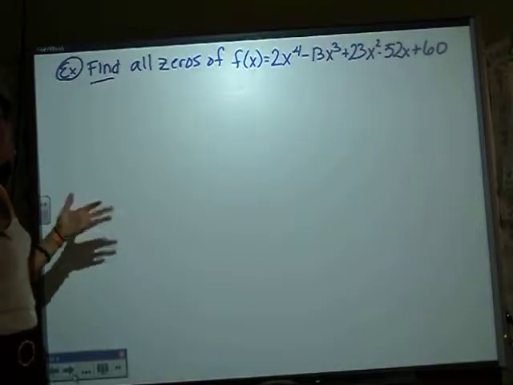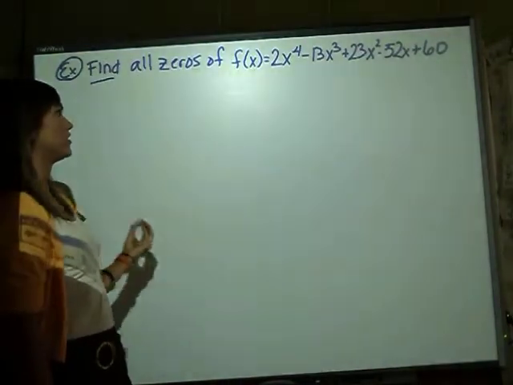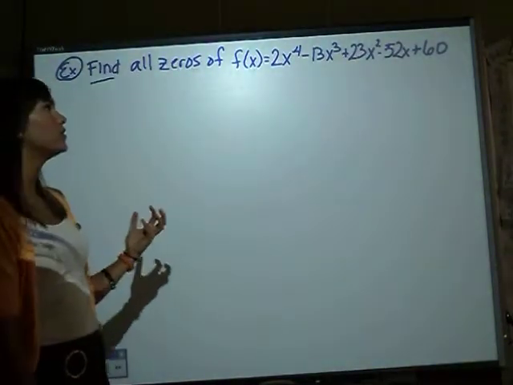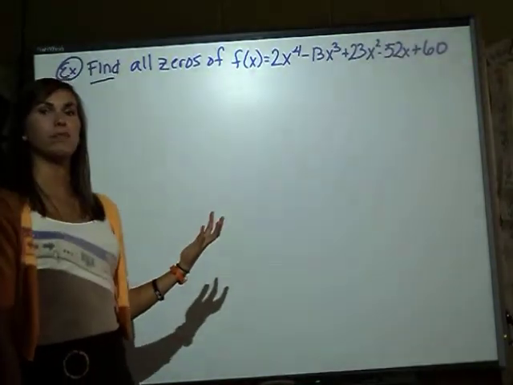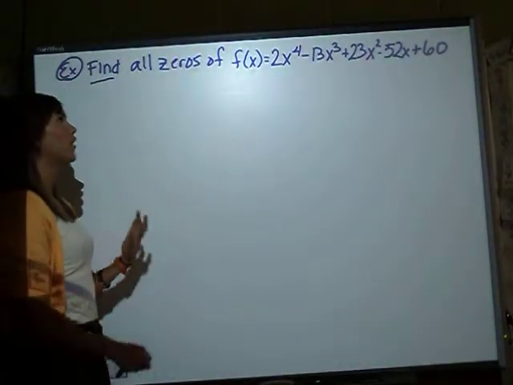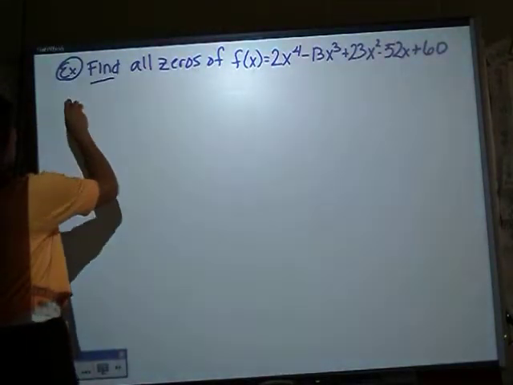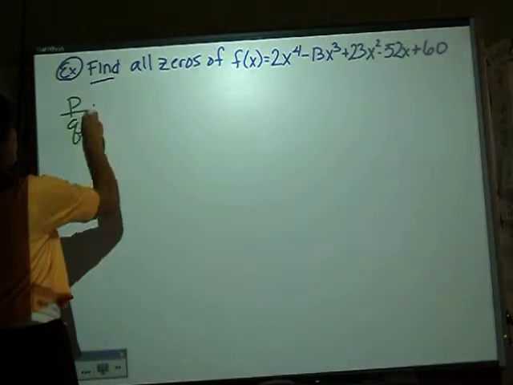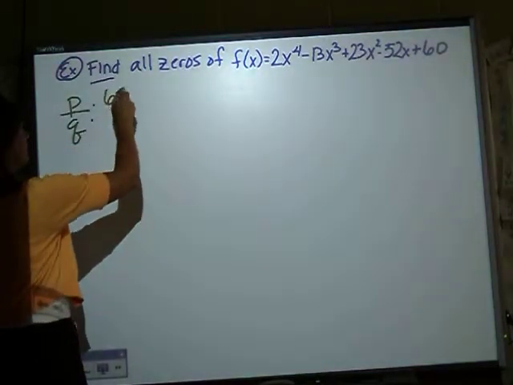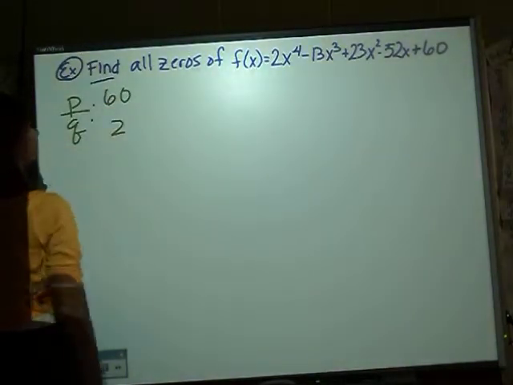Now our example says that we need to find all zeros. So what we're going to do is use the rational zero theorem to help us figure out which zeros are possible. We're going to start with our p and q, where our p here is going to be 60, and our q is 2.